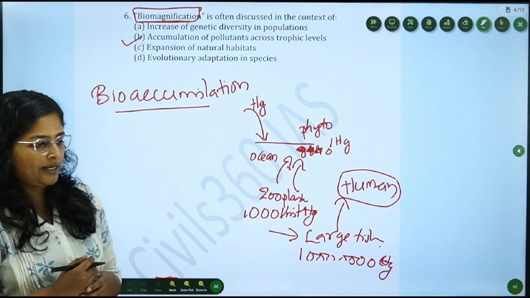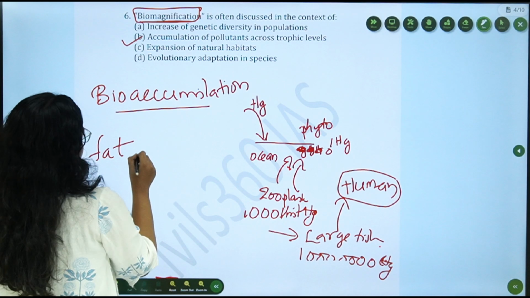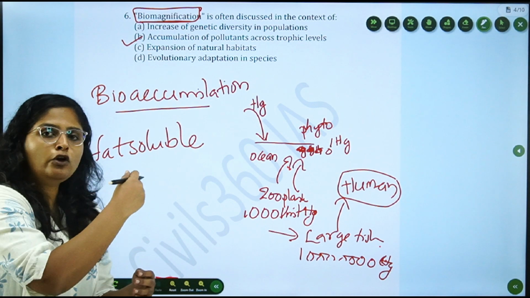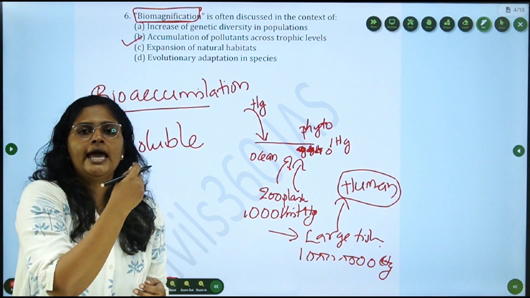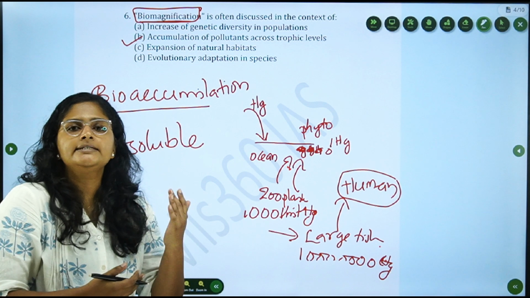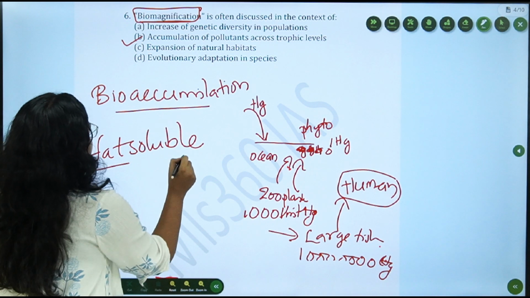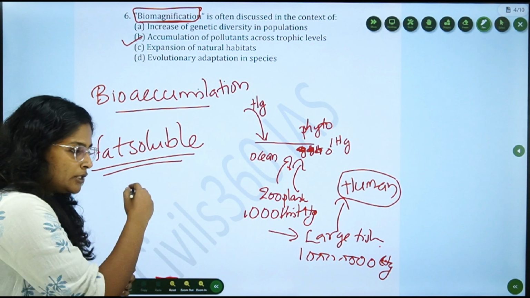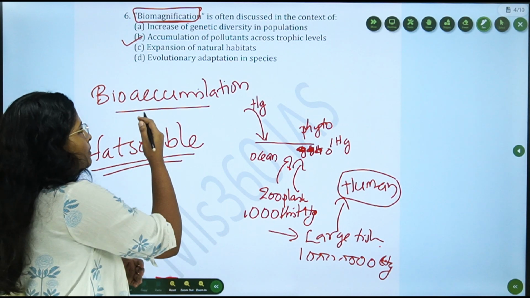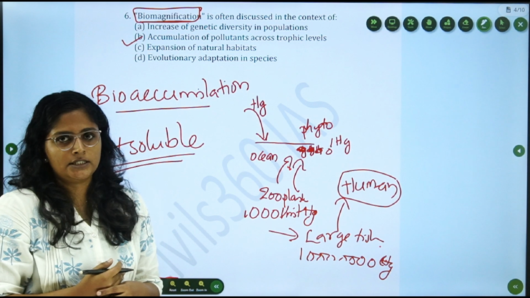That is called bioaccumulation. Both of these happen when the pollutant is fat soluble. What happens when the pollutant is fat soluble? If the pollutant is water soluble, it gets excreted through urine, right? But when it is fat soluble, it gets accumulated in our tissues. So fat soluble pollutants, which cannot be excreted through urine, get accumulated in our cells through biomagnification and through bioaccumulation.